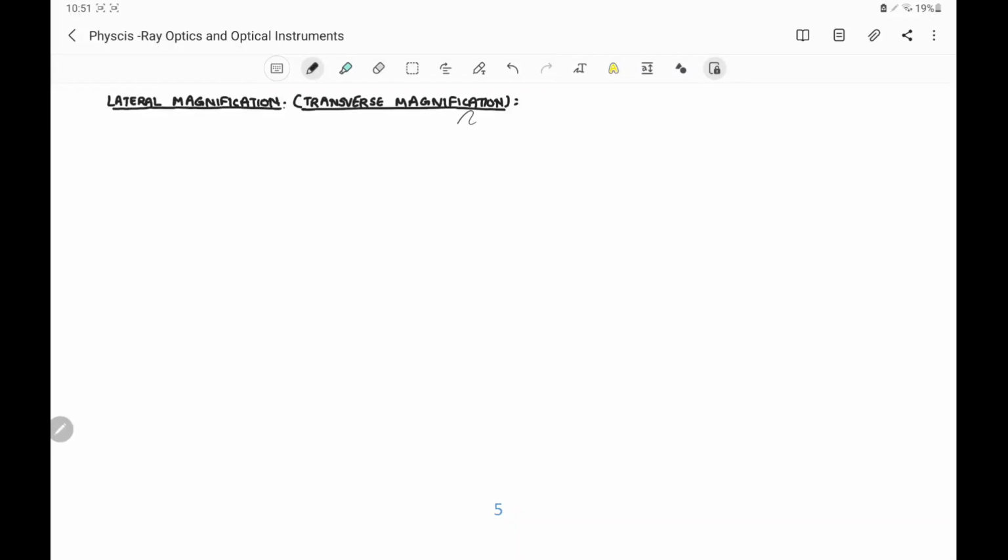Lateral magnification is also known as the transverse magnification, and it is defined as m equal to h2 by h1, where h2 is the length of image and h1 is the length, or we can say size, of object.